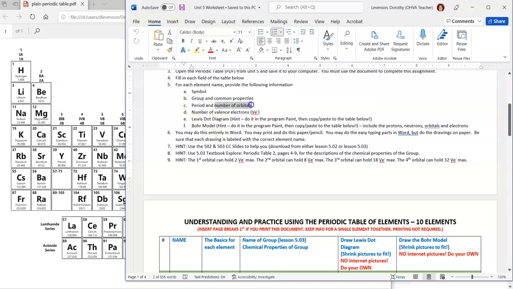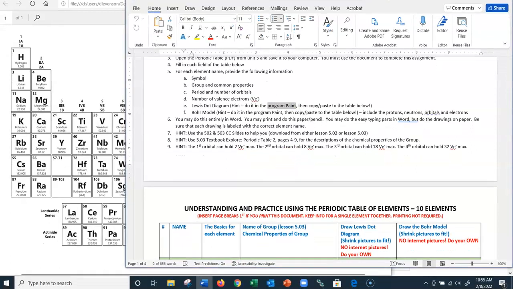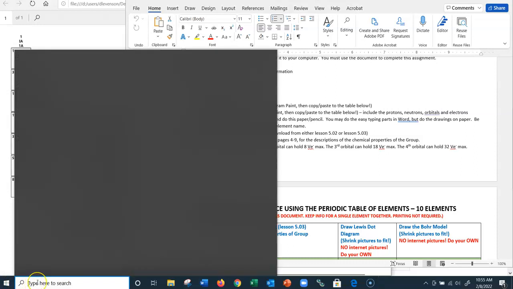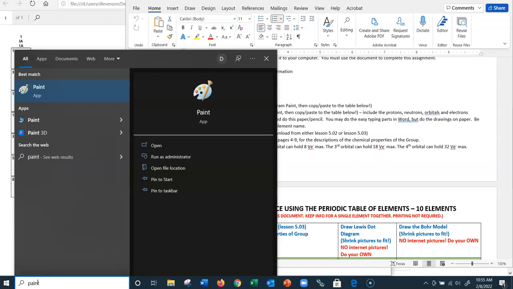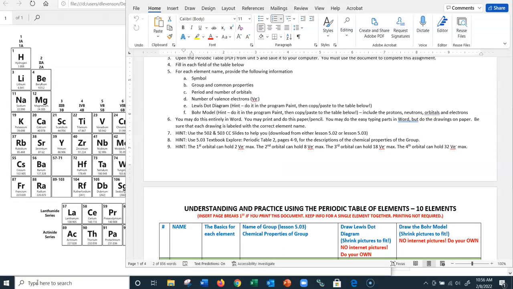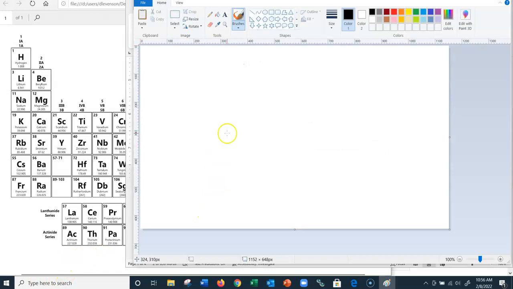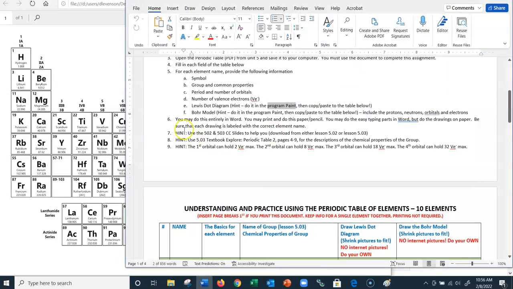The period and the number of orbitals, the number of valence electrons, you're going to make a Lewis dot diagram, and my suggestion is to do the Lewis dot diagram in the program Paint. You should have it in your start menu. If you go to the search menu and type Paint, it should come up. Then you hit enter and it will open. Once Paint is open, that's a really great program to use to draw in.